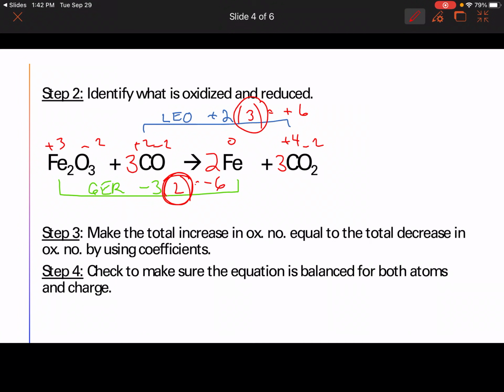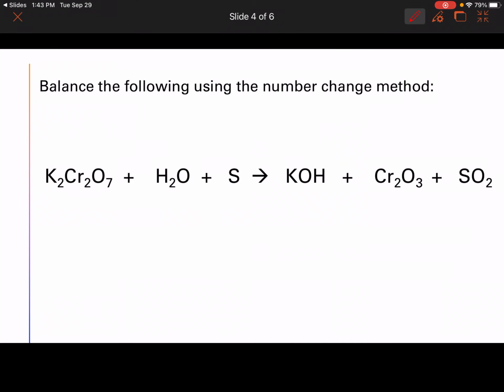So you want to make sure your oxygens are all balanced there, and that's all that this equation has. Other ones may be more complex. Okay, so fairly straightforward. Now, we're going to do this equation here.